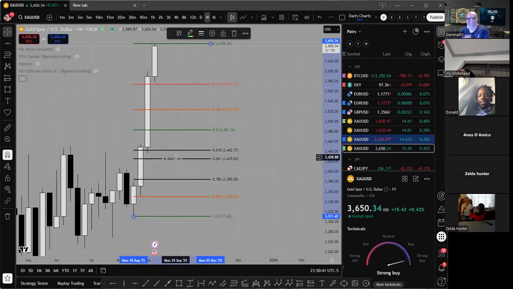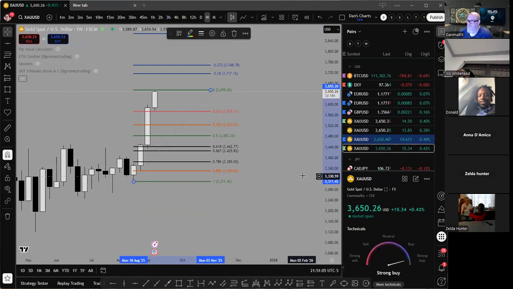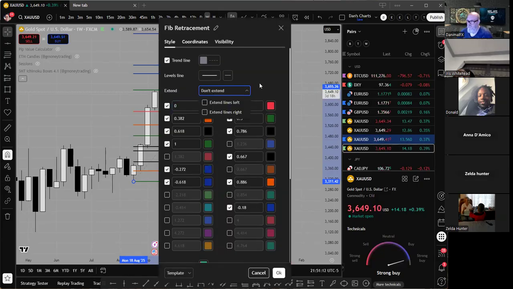I don't normally share them because it doesn't matter. I just know that the 618 is most important, then the 786. I do find the 886 sometimes is important because it will come back. I think it did it once. It shot almost down to zero, but it ended up hitting this 886 down here. So that's just something I look at, but I hardly ever use this fib at all.